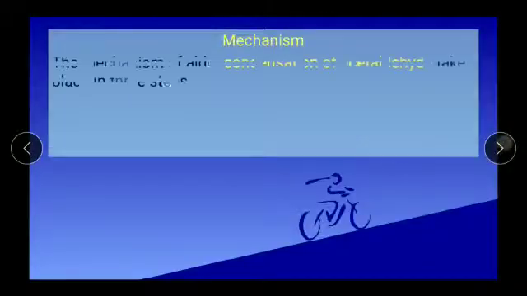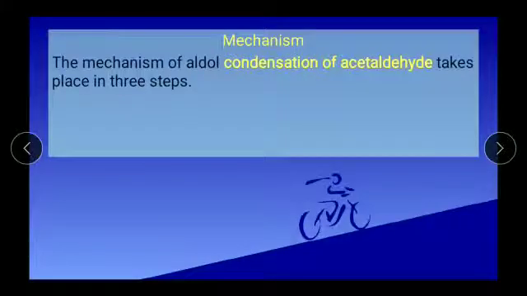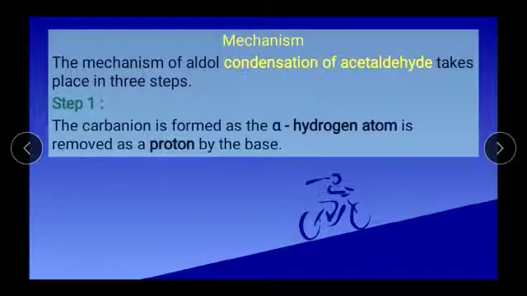Mechanism of aldol condensation of acetaldehyde. It takes place in 3 steps. What is the first step? Formation of carbanion. What is a carbanion? The carbon becomes negatively charged, that is an anion. So it is named as carbanion.